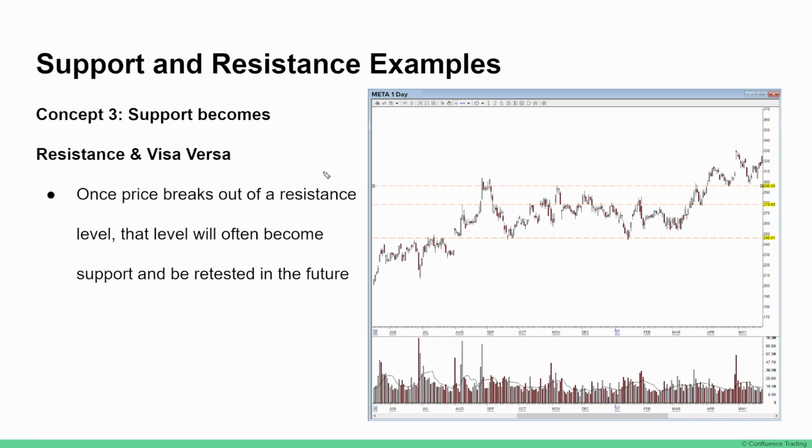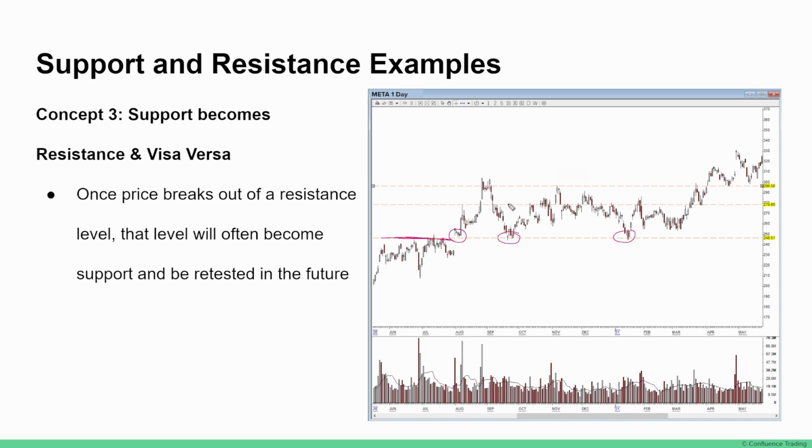The last example that I want to talk through today is on concept 3. This states that support becomes resistance and that once broken through, resistance can also become support. I think that this is easiest to talk through just in a quick visual example. So I've shown a 1-day chart of Meta. You can see here there's this 246.51 level that was clearly tested many times back here in June and July. And then once you broke through that level, you actually retested it, but now as support instead of resistance. And you did that multiple different times and it still held.